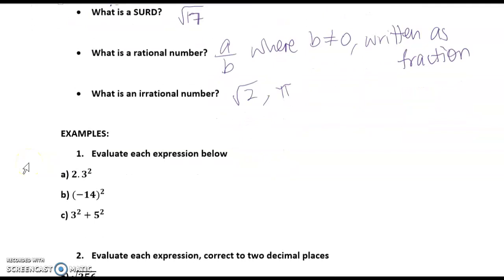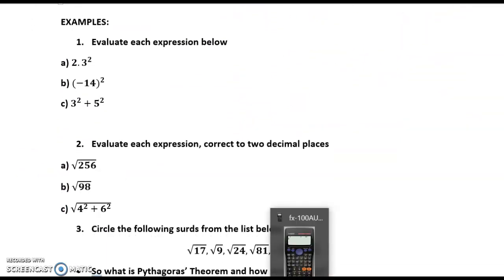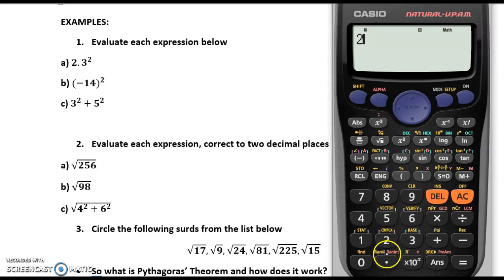Alright, so evaluating these expressions, these you simply just type into your calculator. So you're literally going to get your calculator out and type in 2.3 squared, and you're going to write down the solution there, okay, for A. For B, you're going to carefully put negative 14 in your bracket squared, and that's going to give you a positive answer because 2 negatives multiply to give a positive.